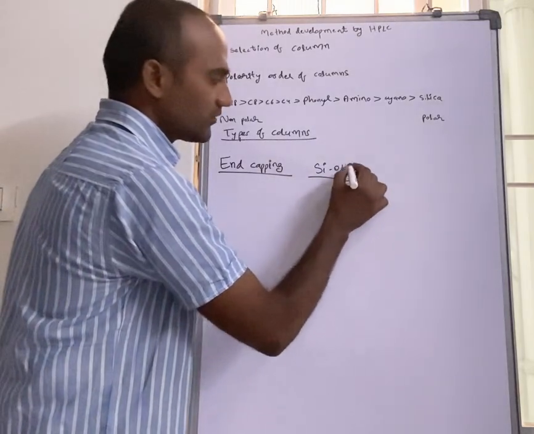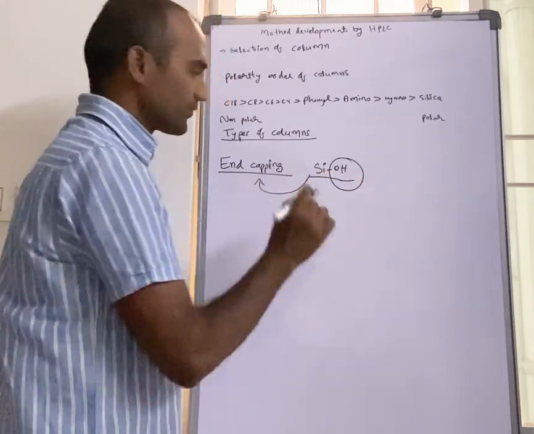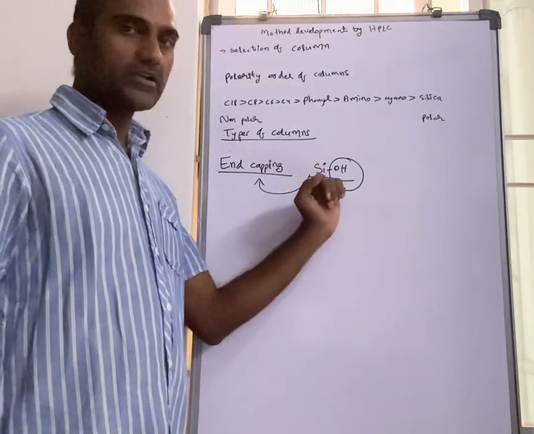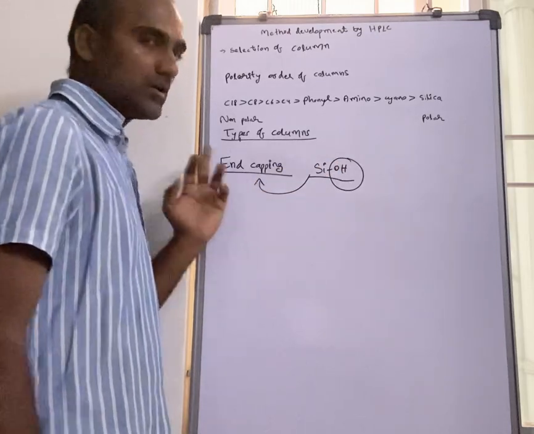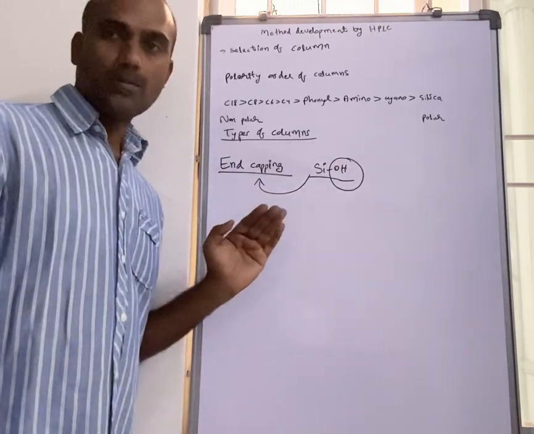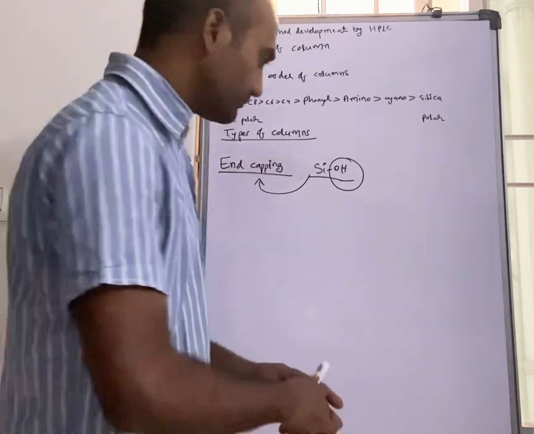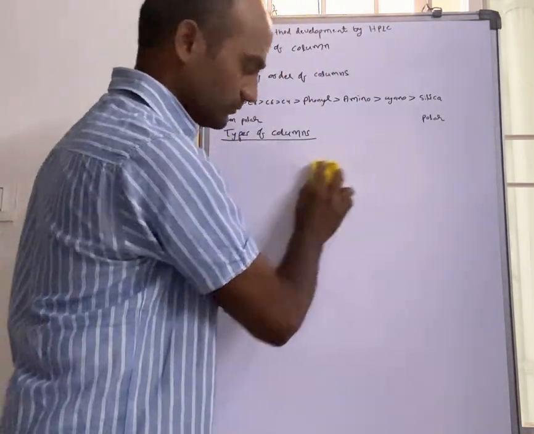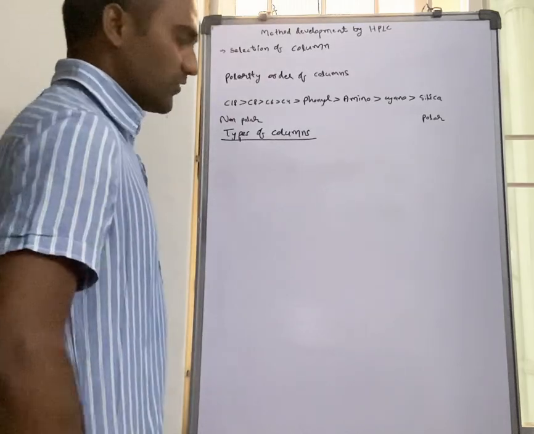So the masking of these free silanol groups is called end capping. The masking or shielding of these free silanol OH groups is called end capping. So end capping will reduce the peak tailing of the peaks. Some other terms I will explain.